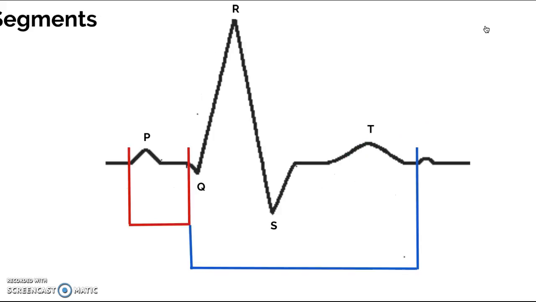The segments in between the waves also provide some information. If the heartbeat is not normal, the irregularity would most likely be found in the segments of the ECG, like the PR interval, which is the start of atrial depolarization to the start of ventricular depolarization, and then the QT interval, which represents an entire cycle of ventricular depolarization and ventricular repolarization.